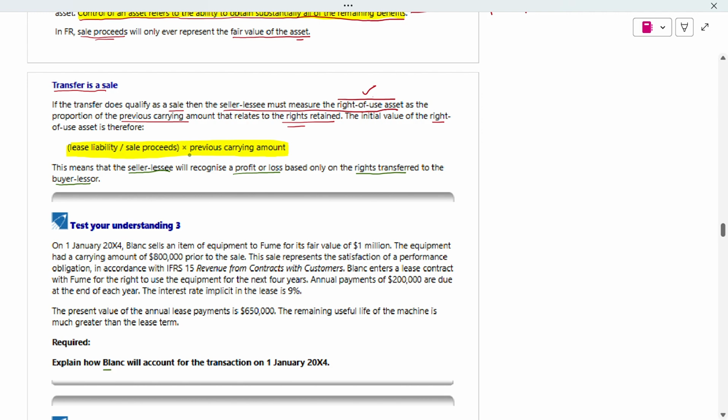Explain how the company can account for the transaction on 1st January. Correct, read slowly. I will revise this again somewhere down the line, because I know this is the one sensitive, critical part of this chapter.